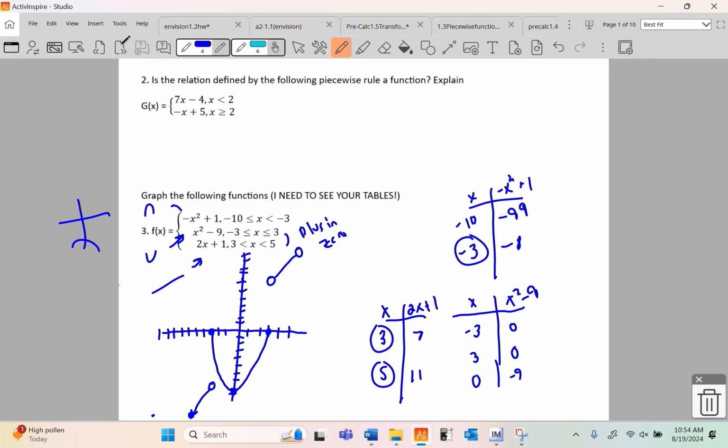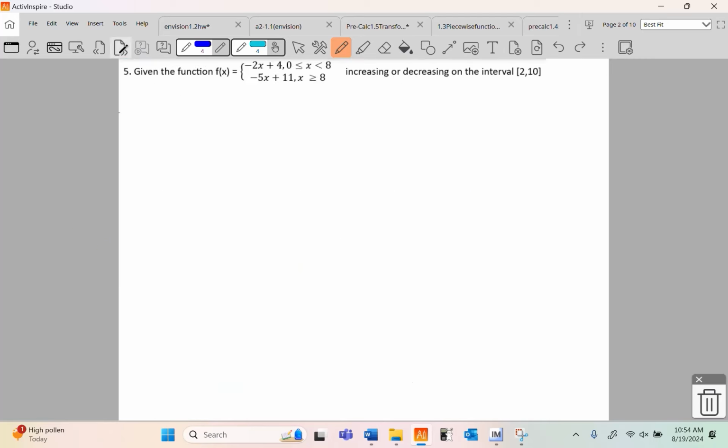Kids don't like to make tables, and kids really struggle with, is it open or closed? I can tell you that. Given the function f of x is negative 2x plus 4, so long as x is between 0 and 8, and negative 5x plus 11 if x is greater than or equal to 8, is it increasing? There's some words missing here, but is it increasing or decreasing on such an interval?